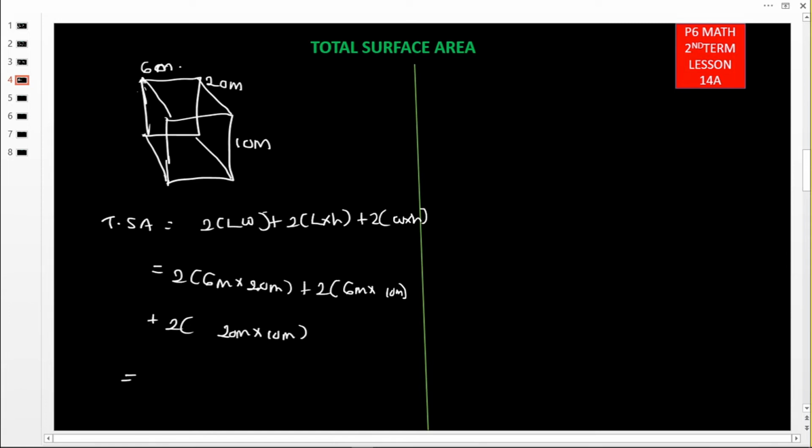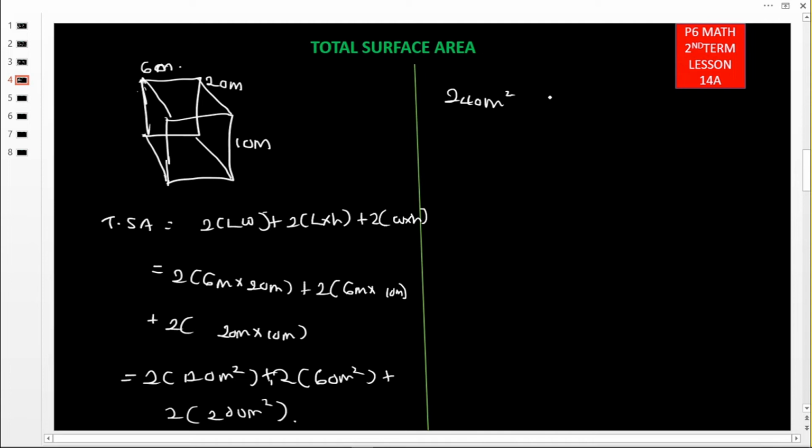Okay, so from here we are now going to multiply. 2 into what? 6 times 20, that is 120 meters squared, then plus 2 into 6 times 10, that is 60 meters squared, then plus 2 into 20 times 10, that is 200 meters squared. So we open up now the brackets. 2 times this 120, that is 240 meters squared, then plus 2 times 60, that is 120 meters squared, then plus 2 times 200, that is 400 meters squared.